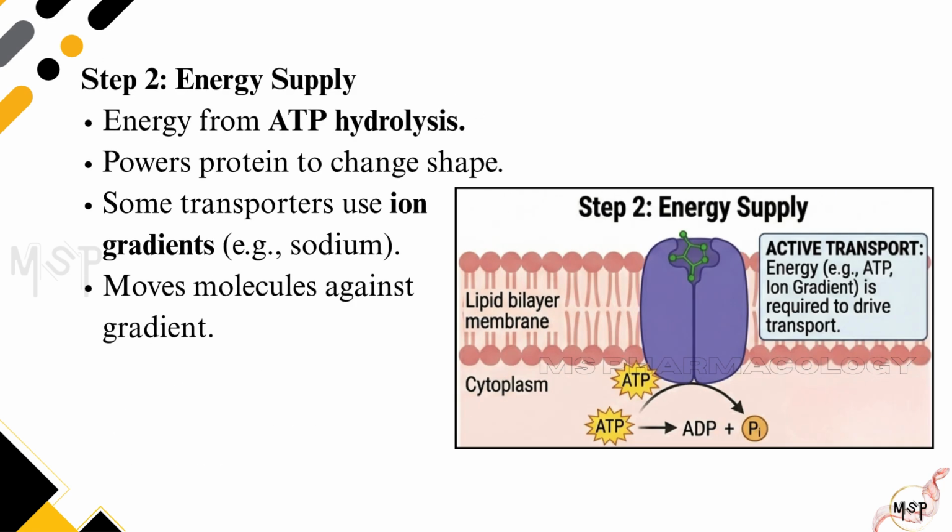Step 2. Energy supply. Energy for active transport is usually obtained from ATP hydrolysis. ATP provides the energy required for the transport protein to change its shape and move the molecule across the membrane. Some transport systems also use ion gradients, such as sodium gradients, as an indirect energy source.